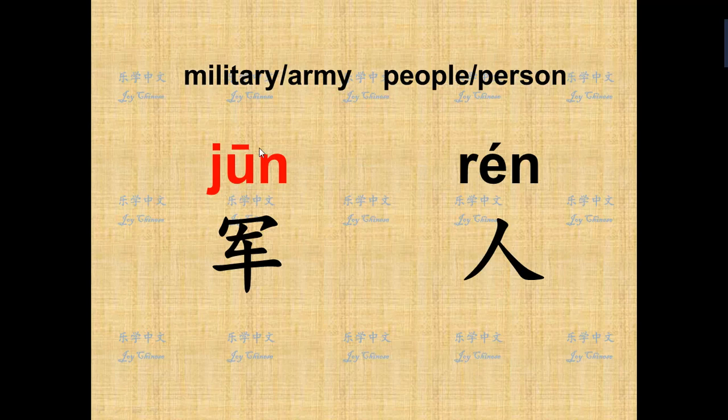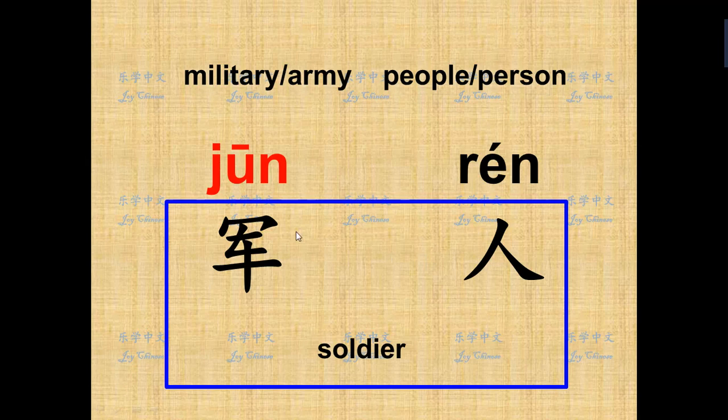Next one, jun, is a combination of ji and yun. Jun, first tone. It means military, army related stuff. Military and army. Jun. This one we are familiar with. Ren means people, person, or human. Ren. So a person related to the military or army, jun ren, means soldier. It's a word, soldier. Jun ren.